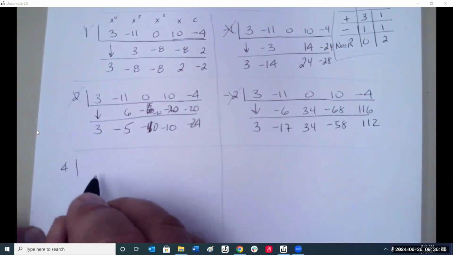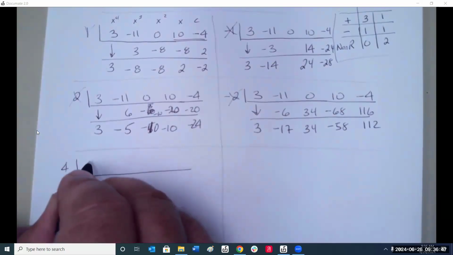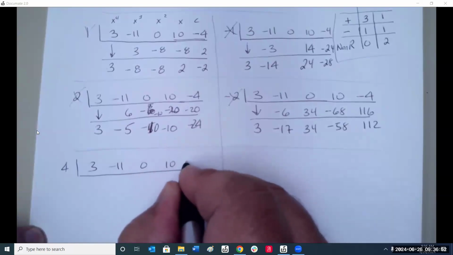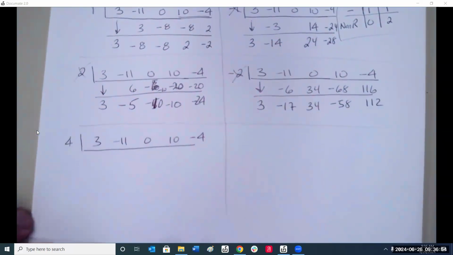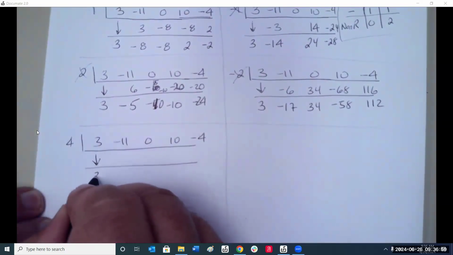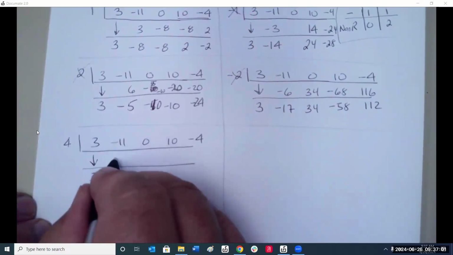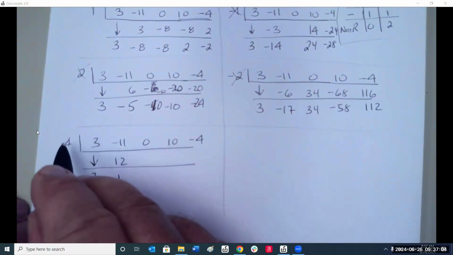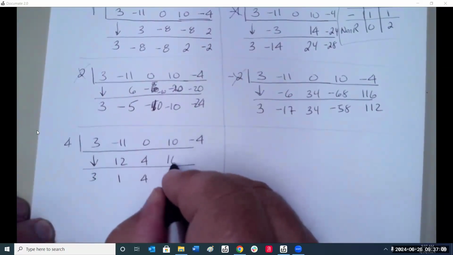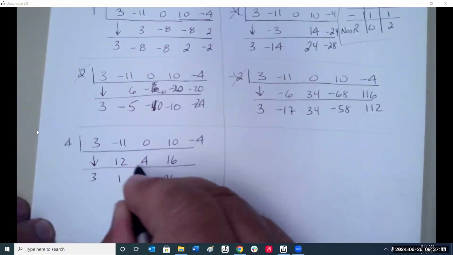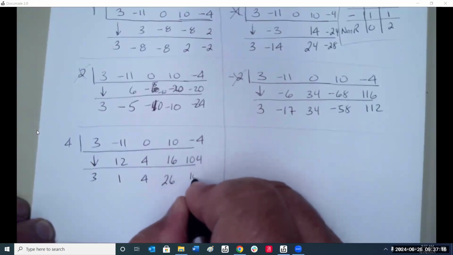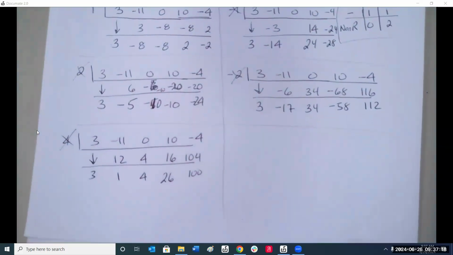Let's try 4. 3, -11, 0, 10, -4. 4 times 3 is 12, minus 11 is 1. 4 times 1 is 4. 4 times 4 is 16. 4 times 26 is 104. So it's not 4.